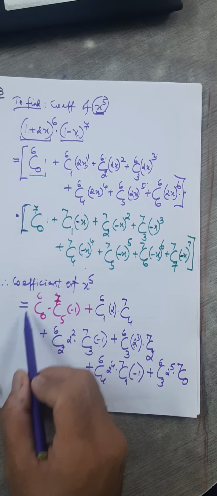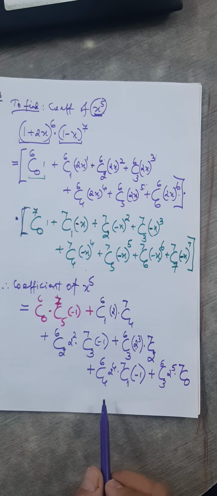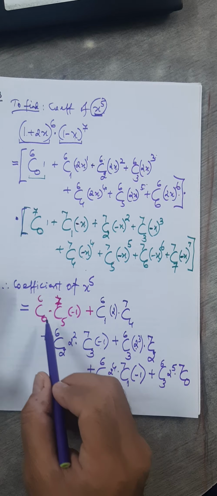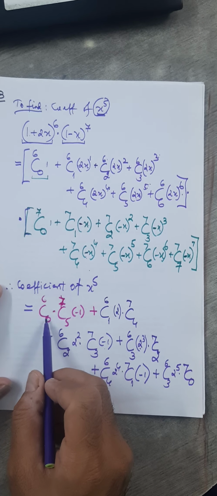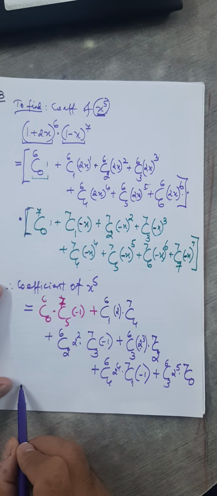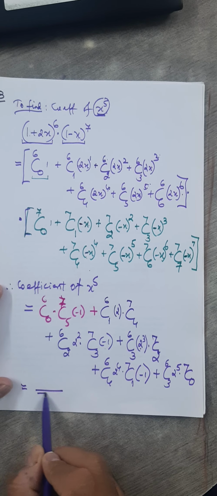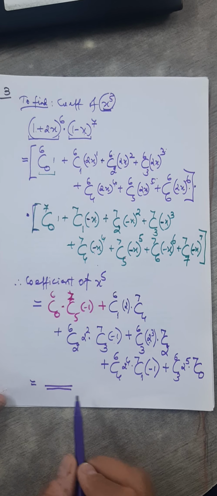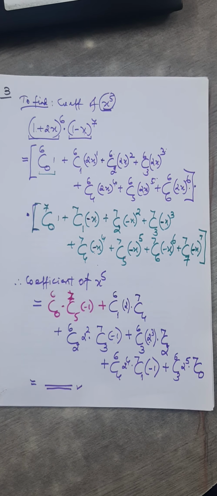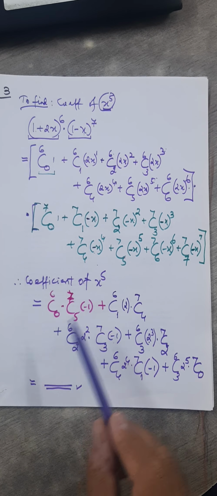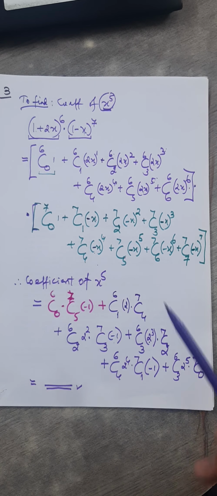So you need to simplify all, not a big task. It's good practice for you for the nCr symbol, like 6c0 is 1, 7c5 and so on. Simplify, so you will finally get the answer. Check. This is the procedure. I hope what I'm trying to tell you is clear to you.